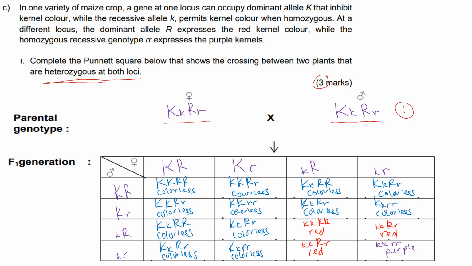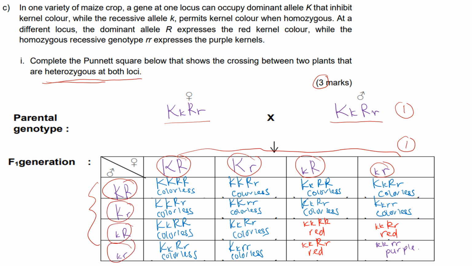For the second mark, if you write all the gametes for both parents correctly, you will get 1 mark. The gametes produced by both parents are the same because they are heterozygous for both loci. So the gametes are capital K capital R, capital K small r, small k capital R, and small k small r. Same goes to the male gametes. So that is for 1 mark.